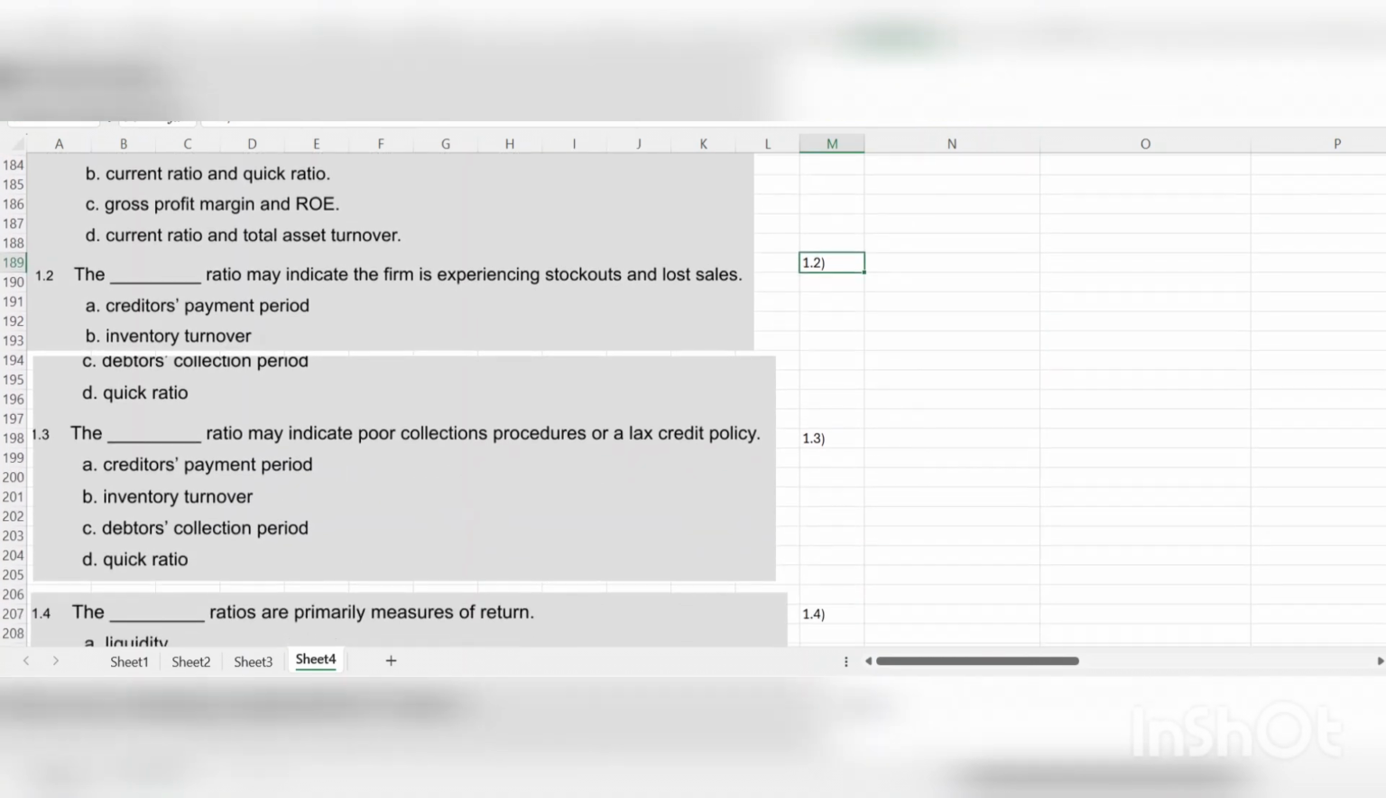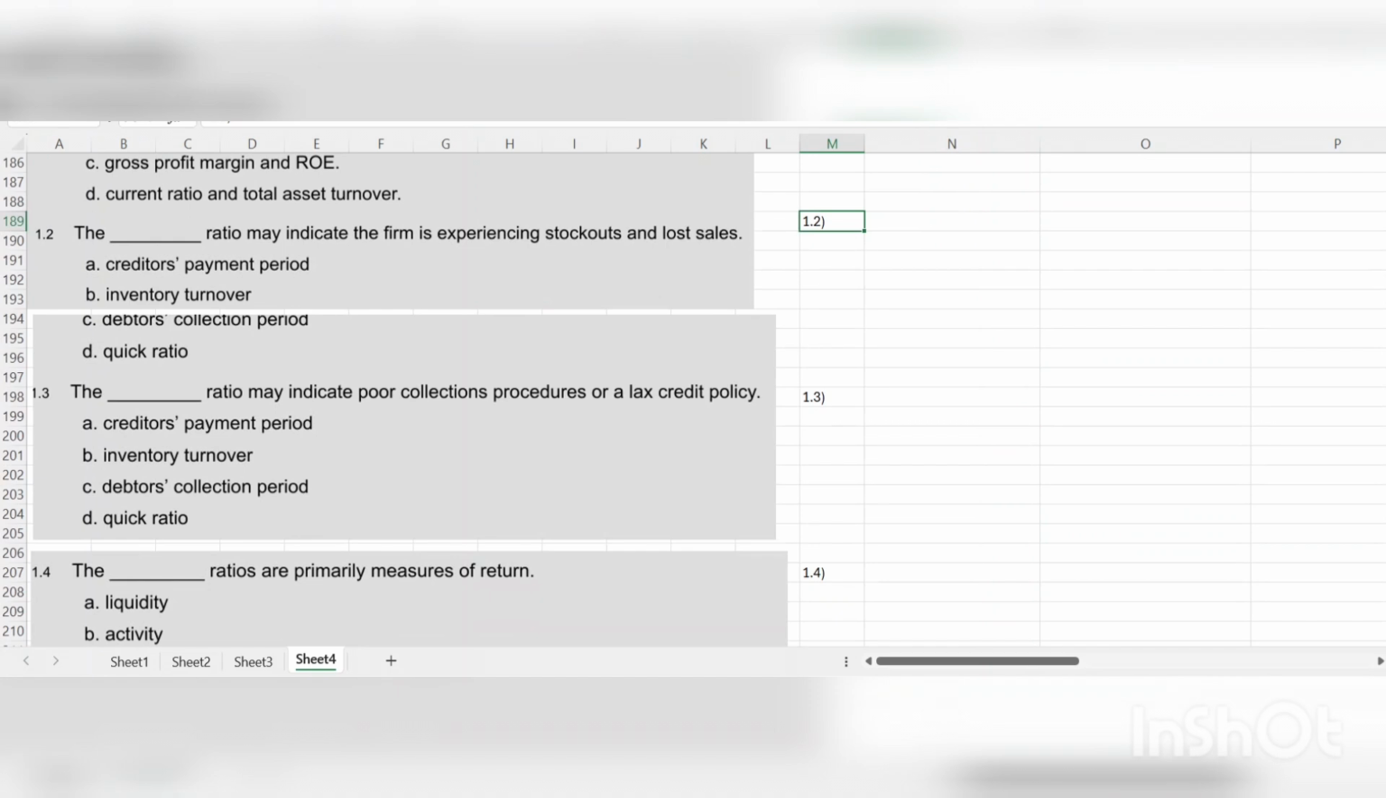Next, we're asked what ratio may indicate the firm is experiencing stock outs and lost sales, and it's given the following, and that would be B again.